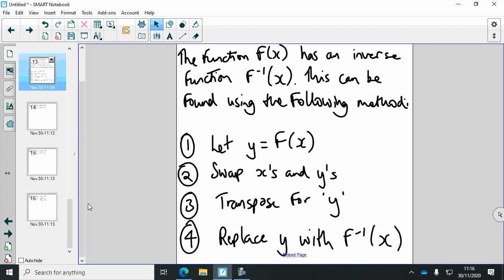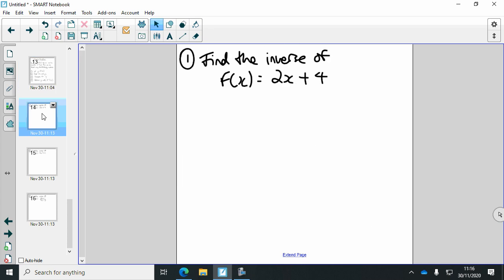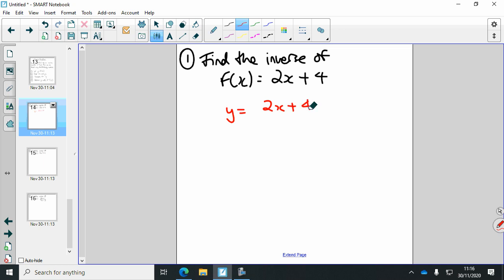Okay, so let's see that using a few examples. Firstly, find the inverse of f of x equals 2x plus 4. The first step is always just to change the f of x to y. So we're going to let y equal 2x plus 4. And then at that point, we simply interchange the x's and the y's. So we're now going to write it as x equals 2y plus 4.